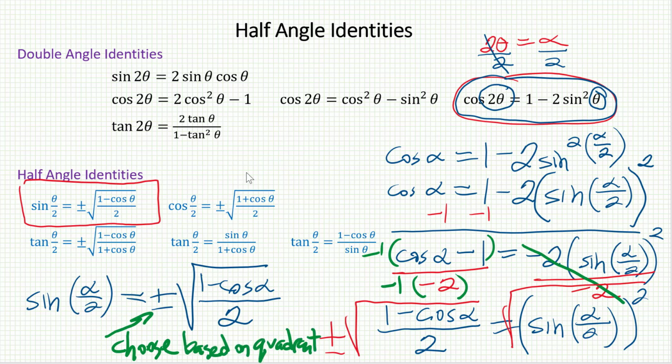The other half angle identities can be similarly derived from the double angle identities. We'll focus our attention on how to use all of these new identities.